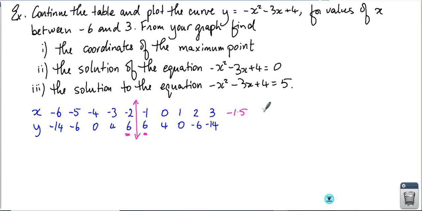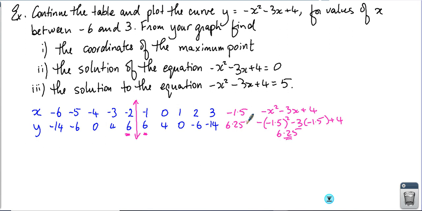So I have the equation which is minus x squared minus 3x plus 4. I'm going to substitute minus 1.5 instead of x, so I have minus 1.5 squared minus 3 times minus 1.5 plus 4. I worked it out and the answer is 6.25. Okay, so this is 6.25 and that has to be plotted on our graph.